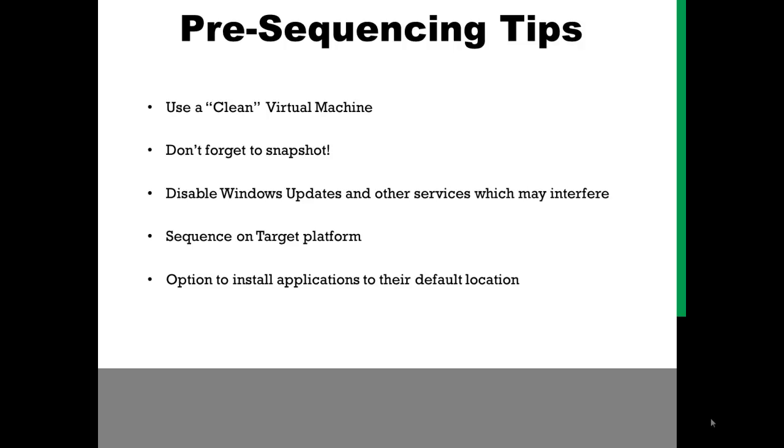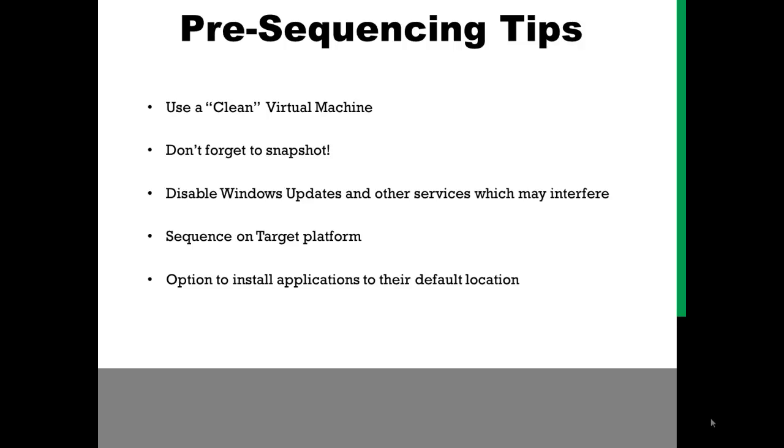I suggest to sequence on your target platform. So if your users are going to be using the AppKey client on Windows 7 64-bit, I would sequence your application on a 64-bit Windows 7 machine or virtual machine.